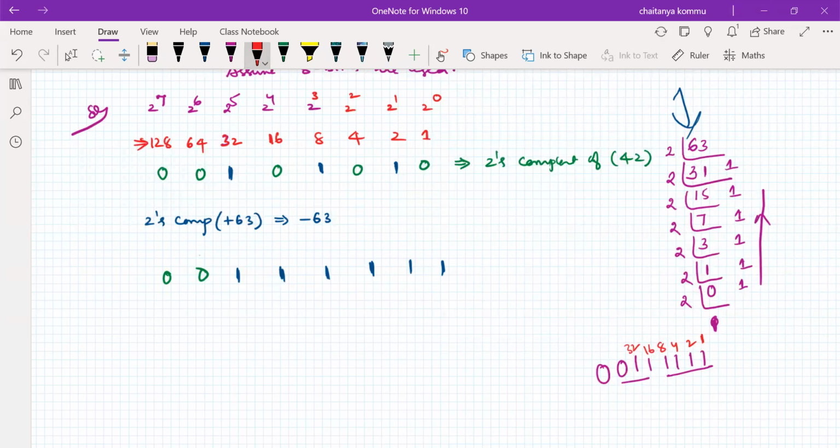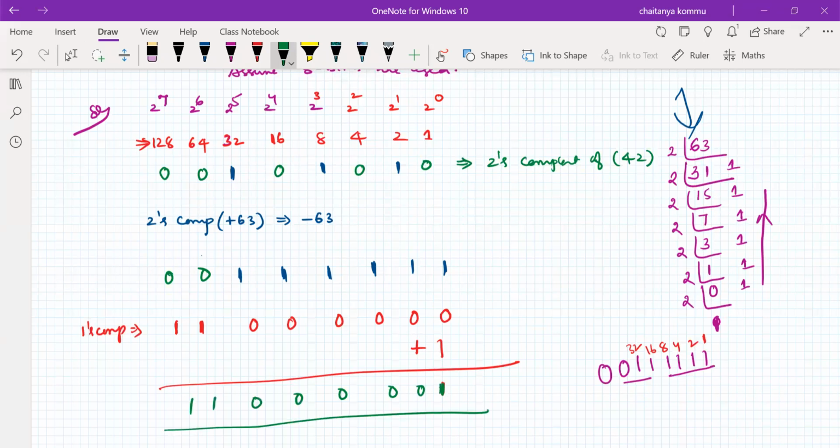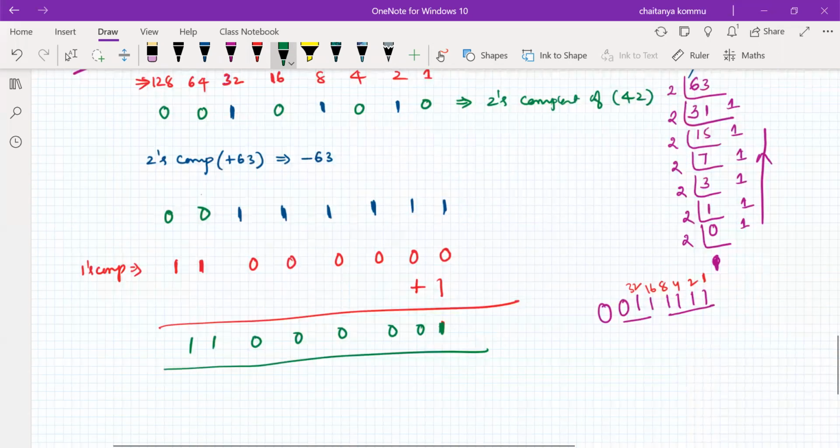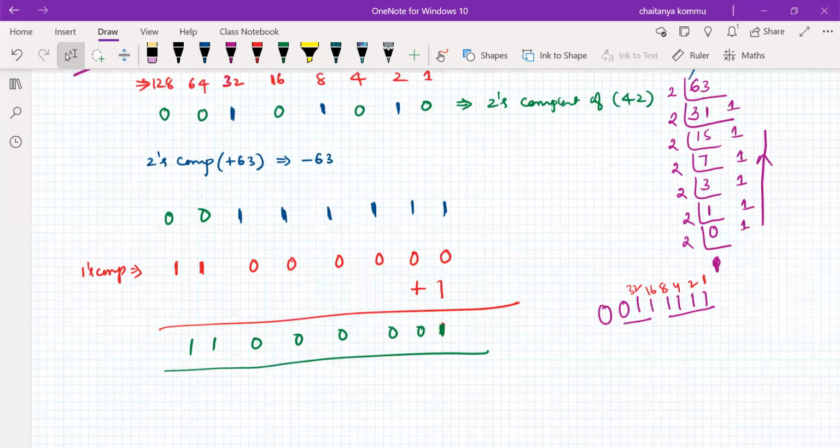Okay, what is the 2's complement of this number? First, we have to take the 1's complement. 1, 1, 0, 0, 0, 0, 0, 0. Plus 1 we add. So 1, 0, 0, 0, 0, 0, 1, 1. So this is the 2's complement of minus 63. So minus 63 is represented in 2's complement in this way. It is a 2's complement.